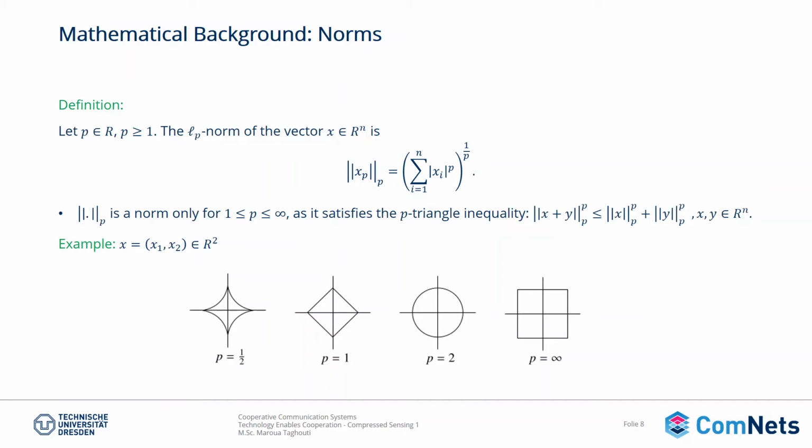Let's say we have x equals x1 and x2. You can see in the figure below that here we are representing x1 and here x2. And if we want to represent the L 1/2 norm, we will have the following. And if we are trying to represent the P1 norm, we get the diamond, and then P2 and P infinity. So, for example, P1 is nothing other than the sum of absolute values of our vector of interest, whereas the P2 norm is the Euclidean norm that we all know.